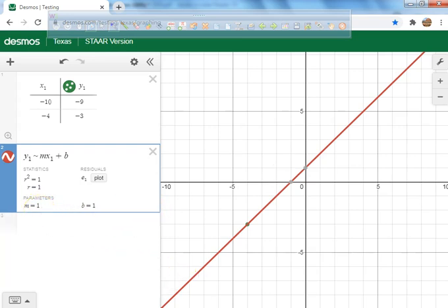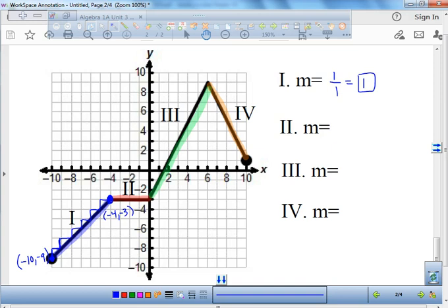Cool. All right. Hopefully, you guys are seeing a little pattern here. Let's take a look at this one right here. What would you guys say this slope is? Yeah, it's 0. It doesn't go up. It doesn't go down.